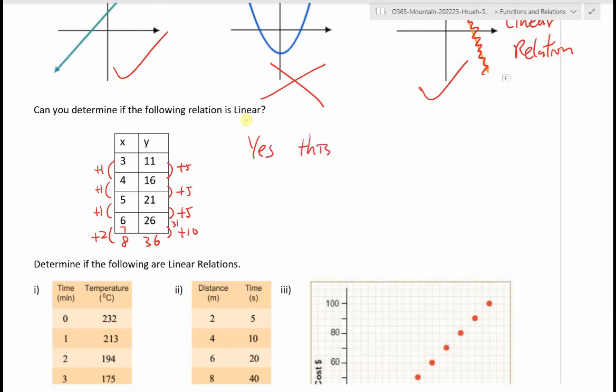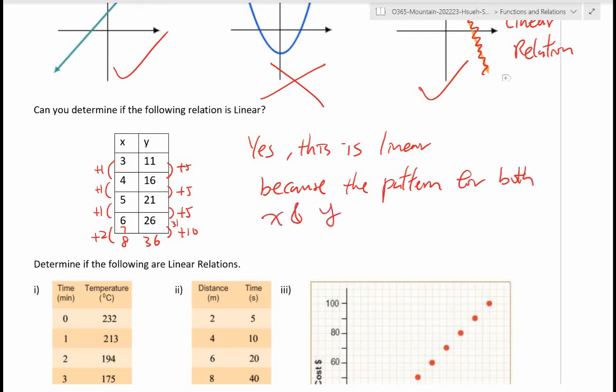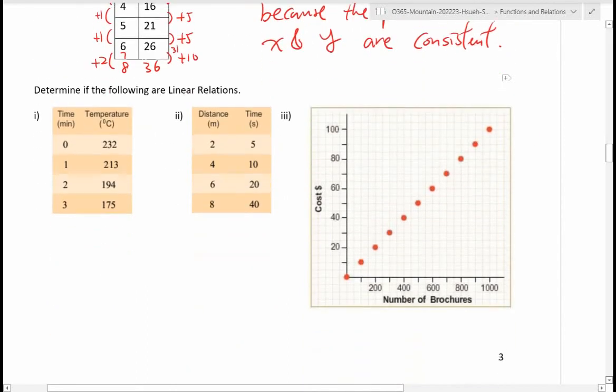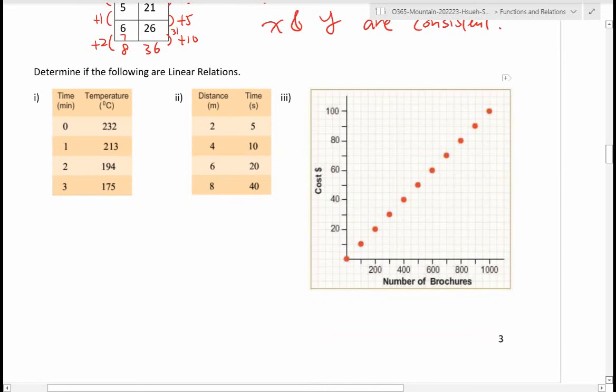This is linear because the pattern for both x and y is consistent. In that case, we call that a linear relation. As long as for one of the variables, x or y, the pattern is inconsistent, then it's not a linear relation. So there you go. Give it a try. See if you can figure out if these three tables and a graph are linear or not.